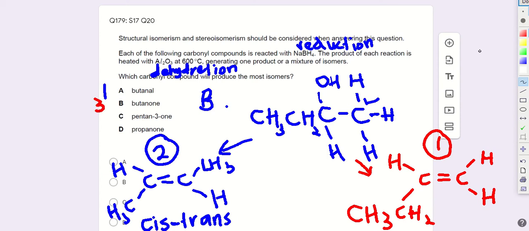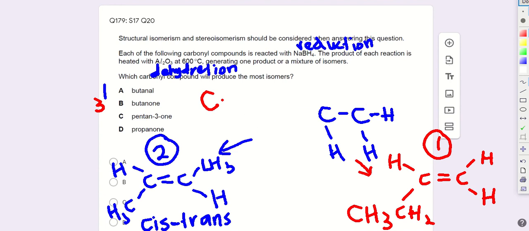Alright, now let's look at C. Okay, let's change the color a little bit. C is pentan-3-one. Right, a lot of changes to this now. I'm going to erase all this. We need 5 carbons this time because pentan-3-one. 1, 2, 3, 4, 5.